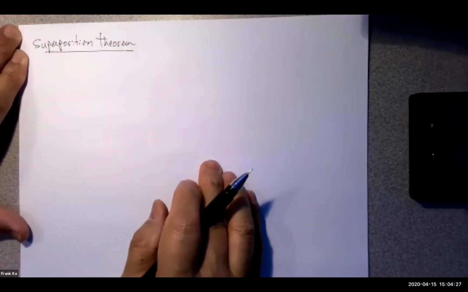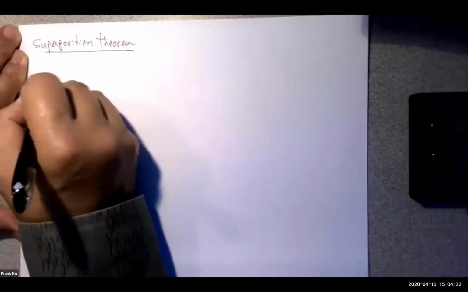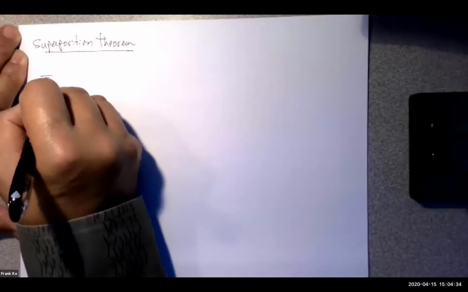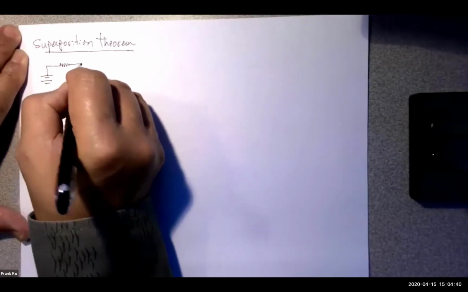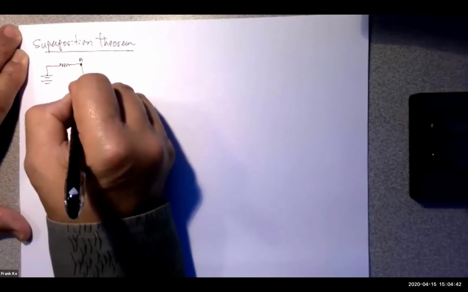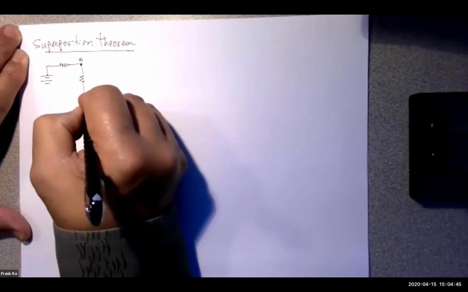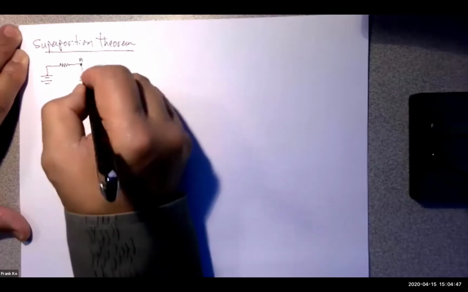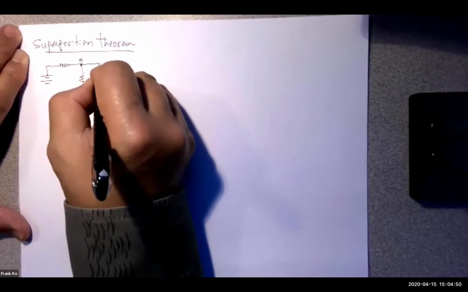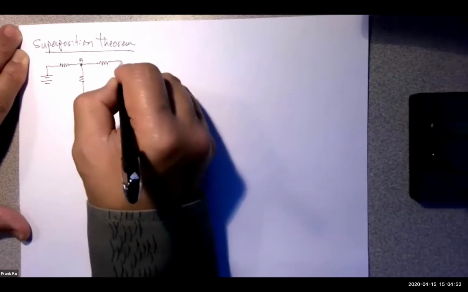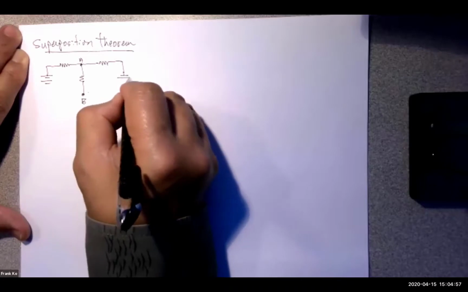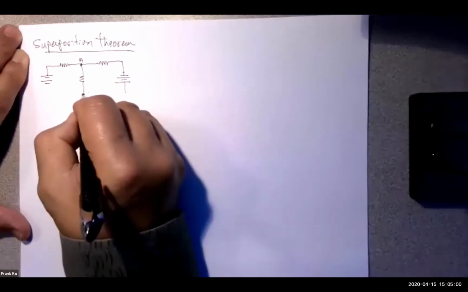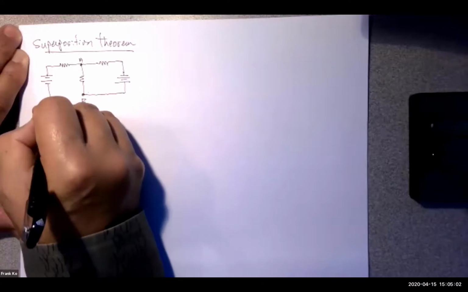Superposition theorem is for a circuit like this. If I have a voltage source here, I have a resistor here, I have a point A, I have a point B, and I have another resistor here, and I have another voltage source over here. So we'll keep it simple.